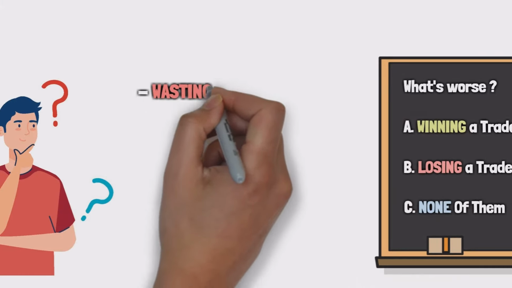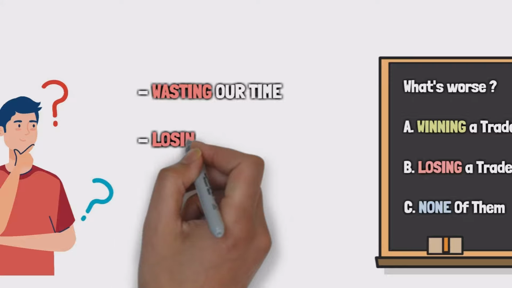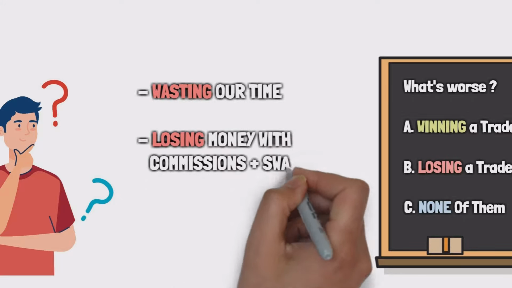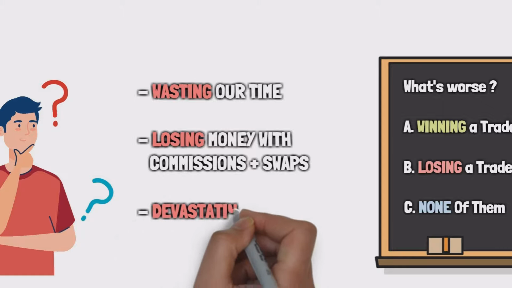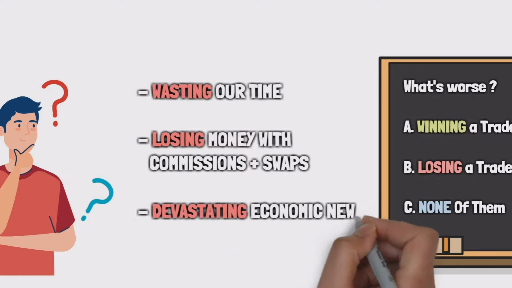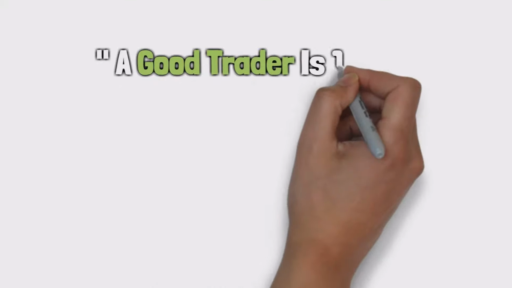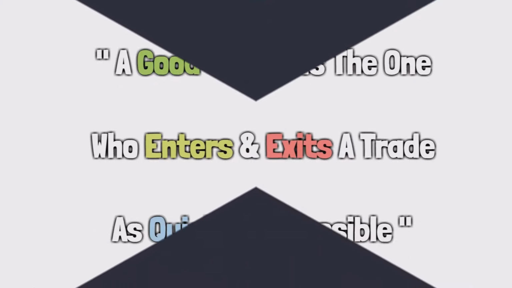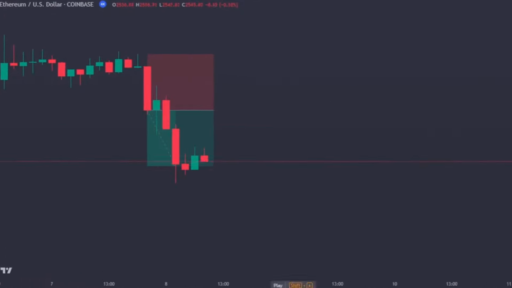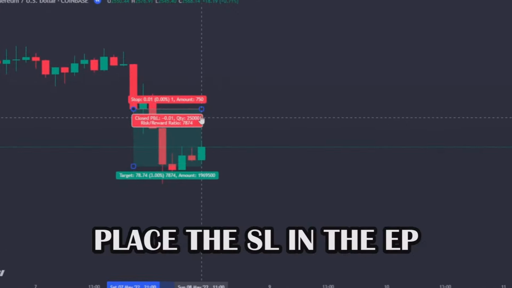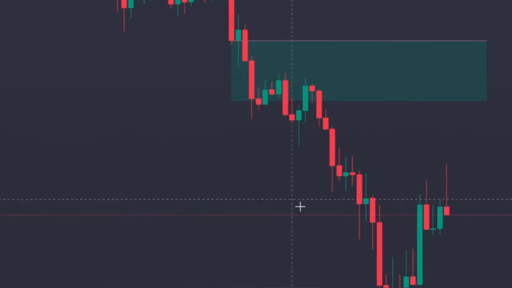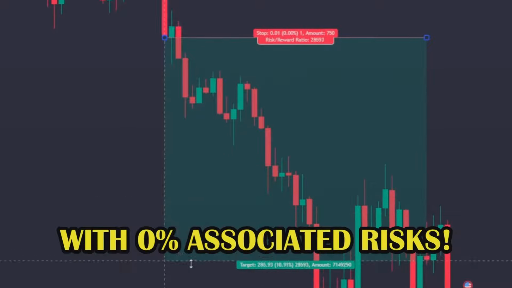Because we are wasting our time, losing our precious money with commissions and swaps, and the longer we are in a sideways position, the greater the probability of being devastated by some economic news. A good trader is the one who enters and exits a trade as quickly as possible. Or at least the one who enters and is in a position to place the stop loss at the entry point as quickly as possible, in order to have a trade with zero associated risk.